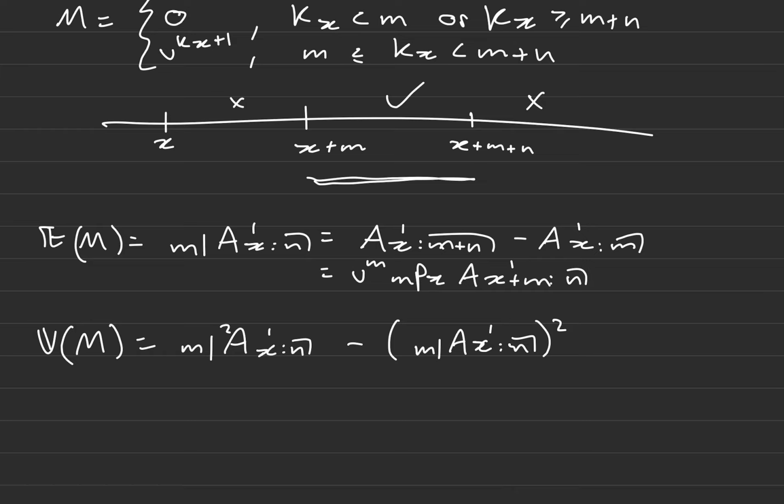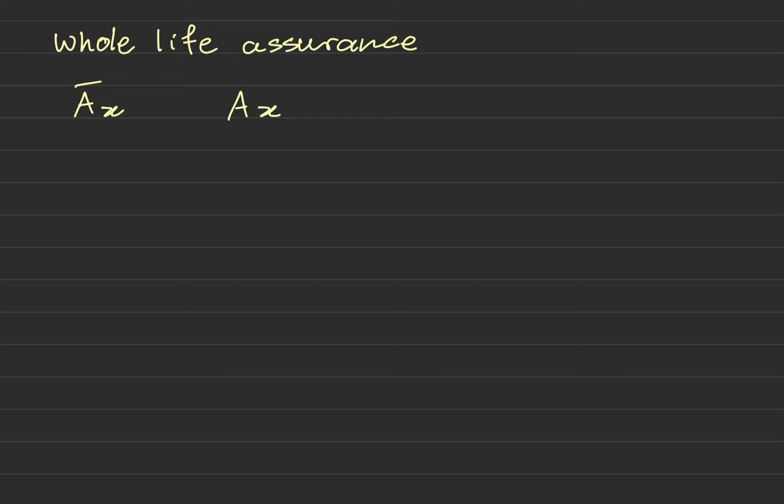Okay, so let's move on swiftly to benefits payable immediately on death, which is the main purpose of this video. Let's first talk about whole life assurances. For a whole life assurance contract, the actuarial notation is going to be A bar x. A whole life assurance contract with the benefit payable at the end of the year of death was just A_x, but now when the death benefit is payable immediately on death, we put that line on top of the A.